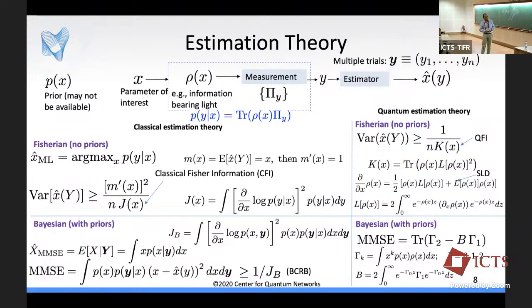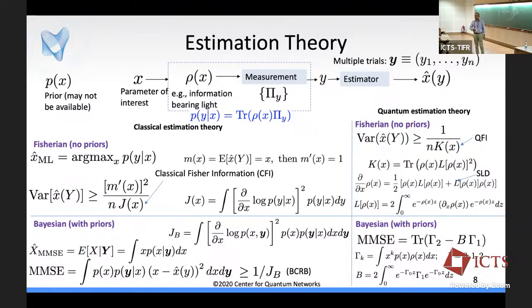There are three operators here. Gamma zero is the average of rho of X over the P of X. Gamma one and gamma two are moment operators. Gamma one is the integral of X P of X rho of X dX, and gamma two is the integral of X squared P of X rho of X dX. And this operator B, its eigenvectors, if you were to choose this as the measurement here, you will get a P of Y given X, which if you go back and put into this expression and evaluate the MMSE estimator and put it back here, you will get the minimum possible mean squared error that quantum mechanics allows you for the given rho of X and P of X.